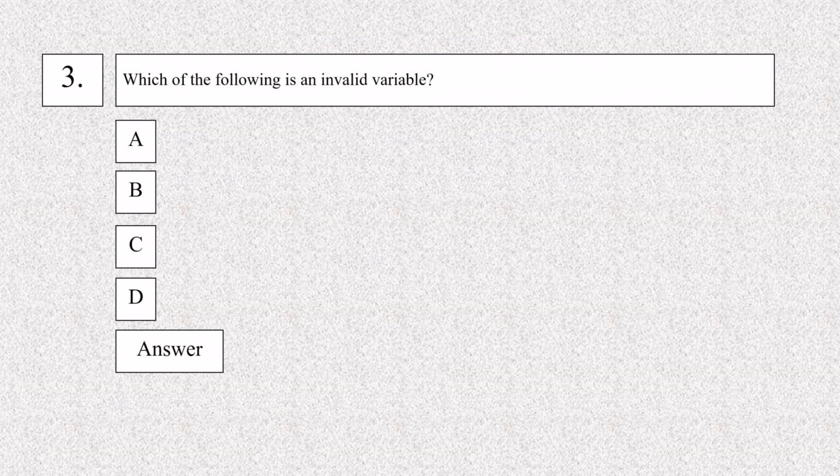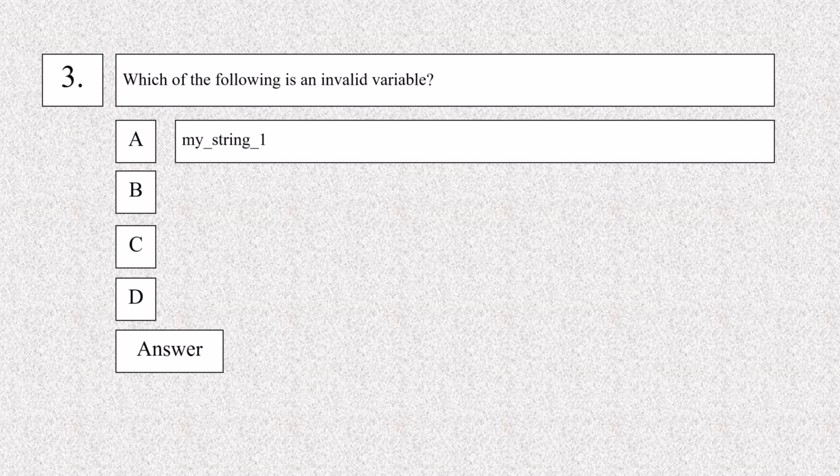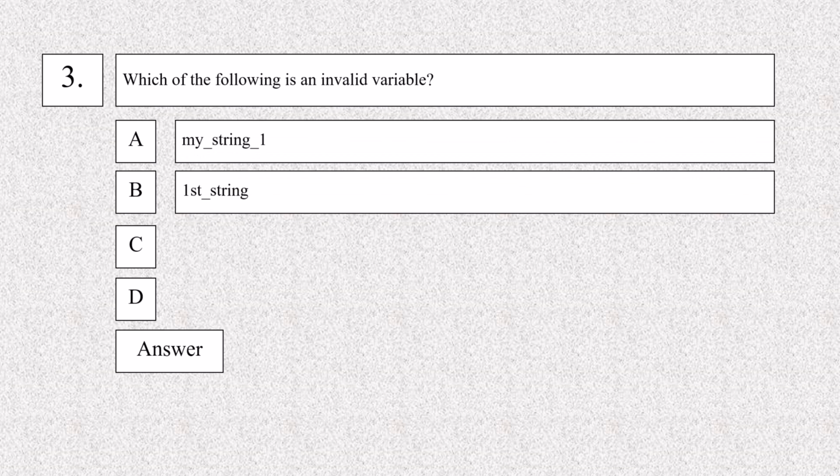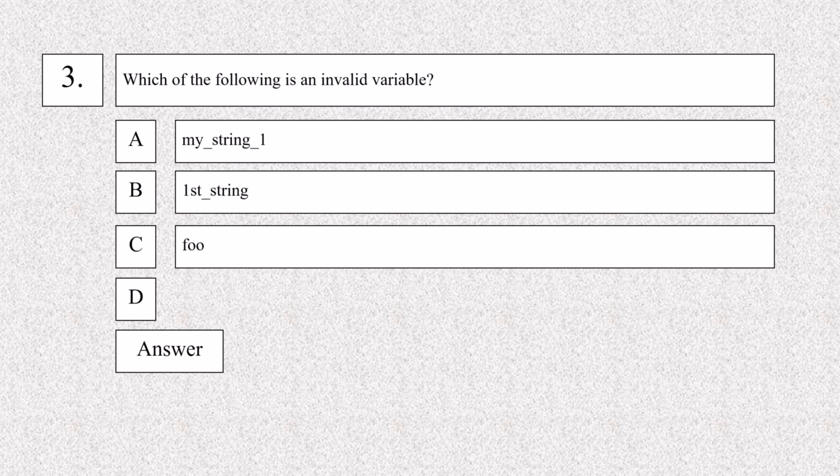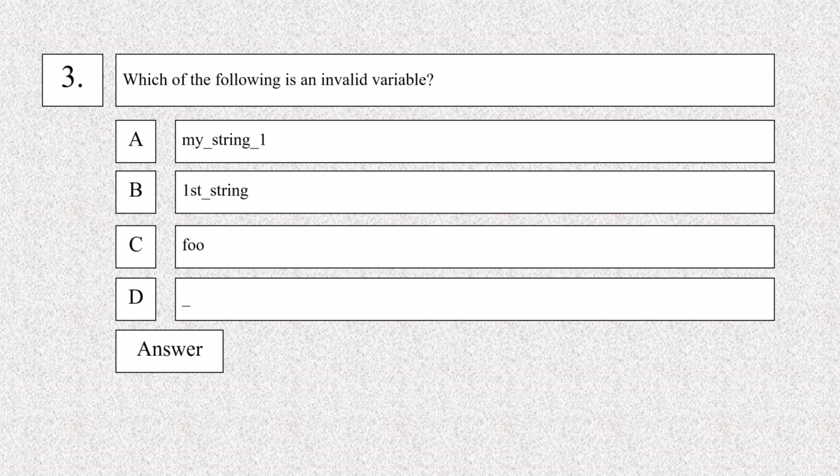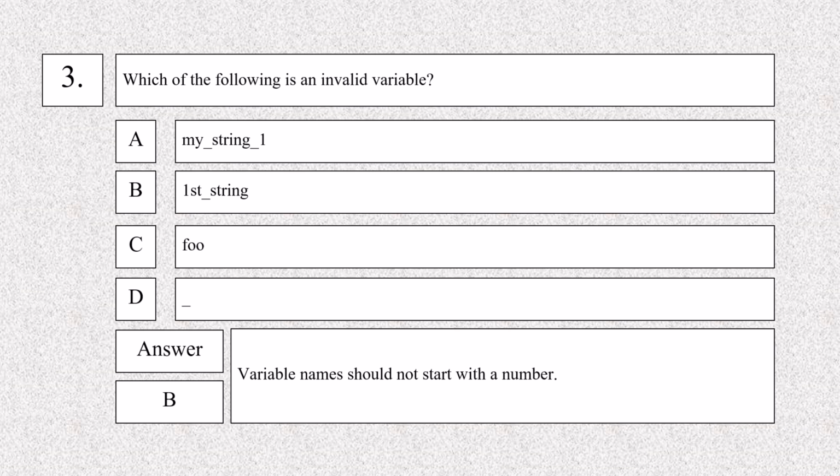Here is question 3. Which of the following is an invalid variable? Option A, this one; option B, this one; option C, this one; and option D, underscore. Here the correct answer is option B, 1st_string. This is not a valid identifier because variable names should not start with a number.